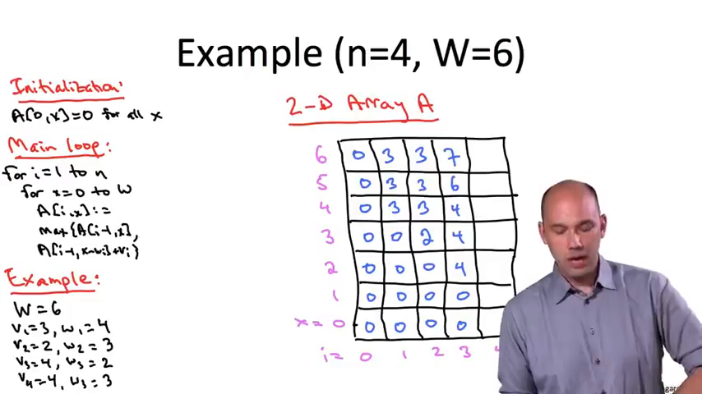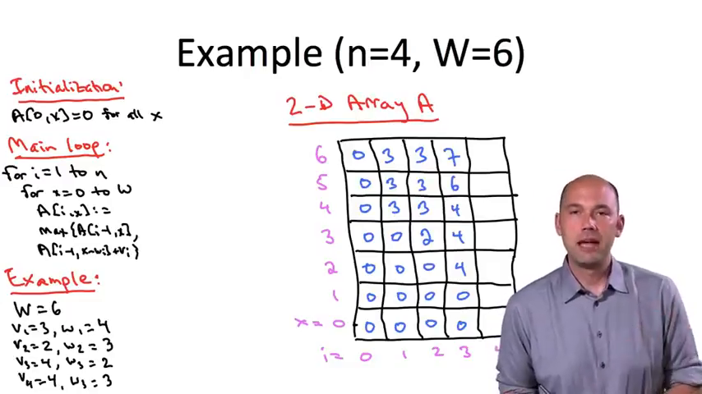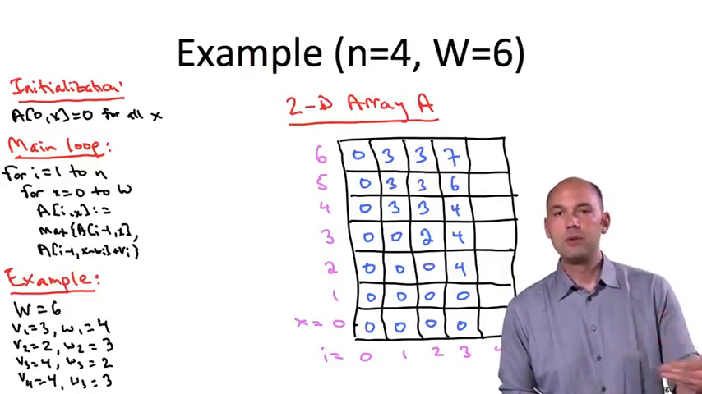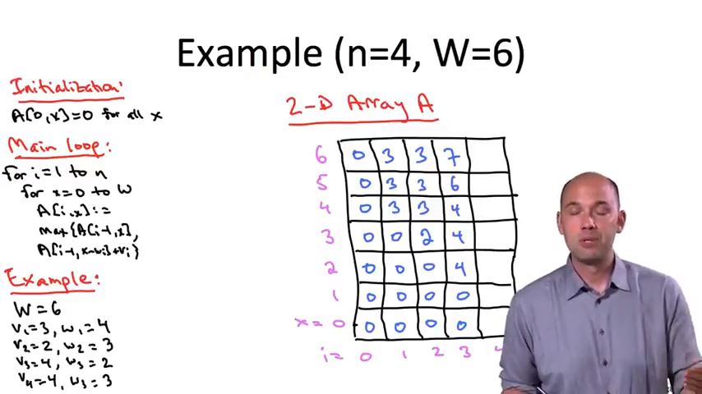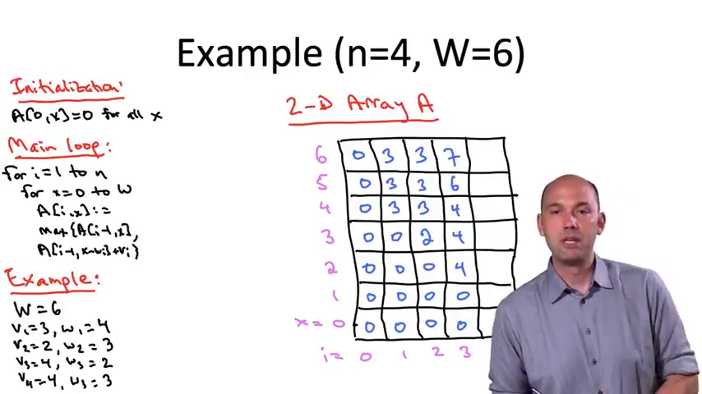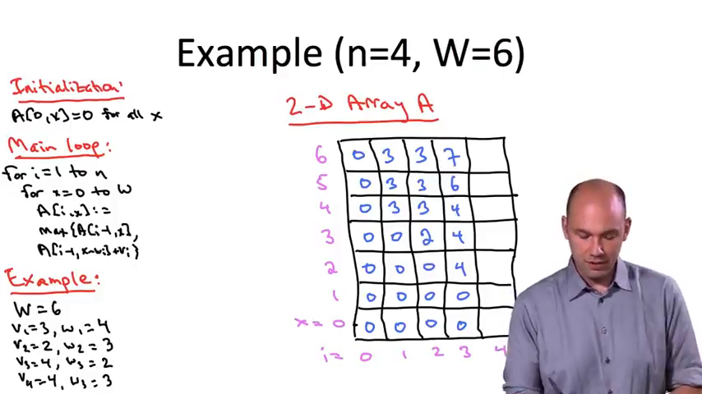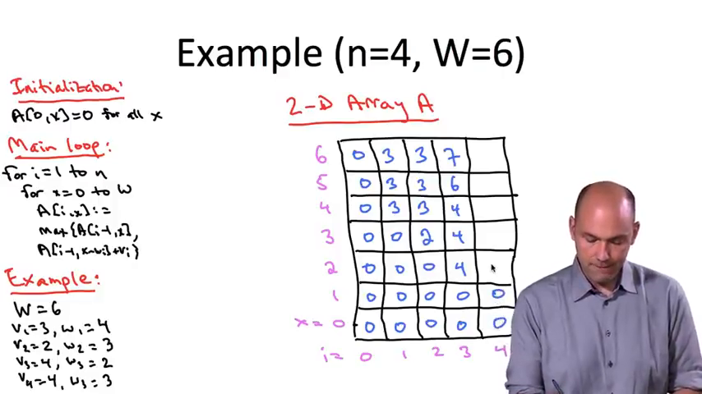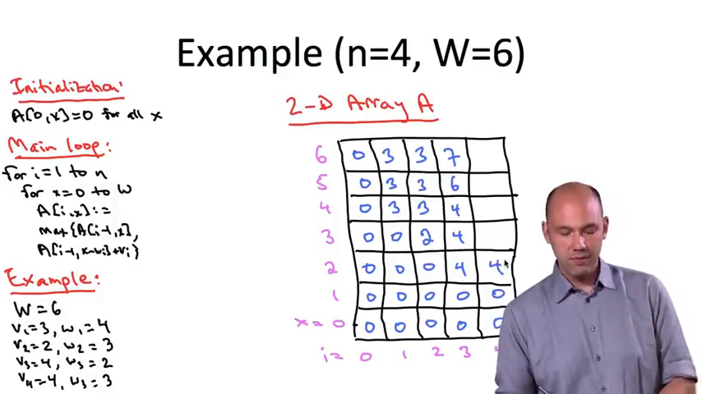Moving to the last column, when i equals 4, the fourth item has weight 3. That means when x equals 0 or 1 or 2, we don't even have the option of picking it. We have no choice but to copy over the number from the column to the left, so that's going to give us a 0 and a 0 and a 4 for the first 3 rows of the final column.